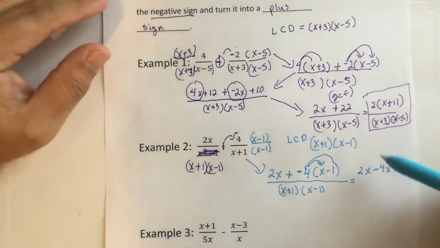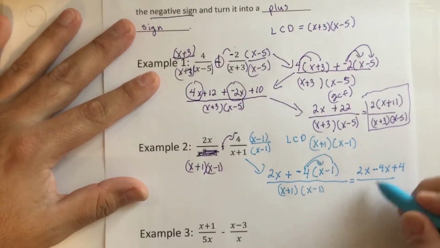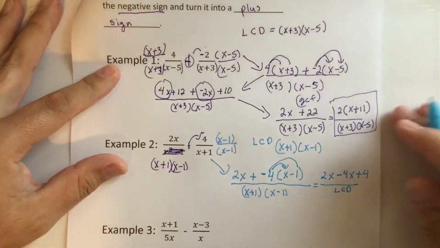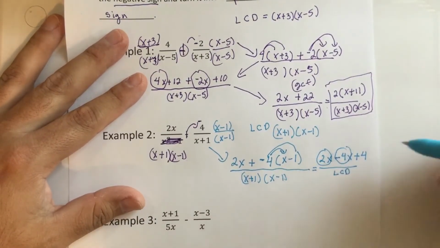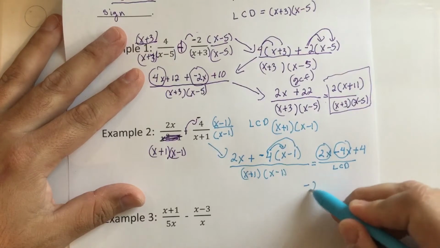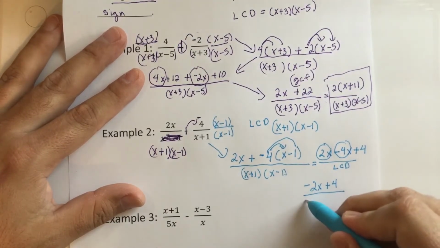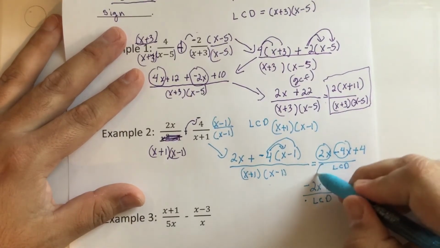I kind of just skipped the step that I didn't do on the top, but hopefully you can see it. And again, this is over my LCD, so I'm just going to type the letter LCD just because I don't want to rewrite it all again. Okay, now I combine my like terms, 2x and negative 4x. That gives me a negative 2x plus 4 over my LCD, right? Which we said x plus 1. Okay, so now I'm going here.